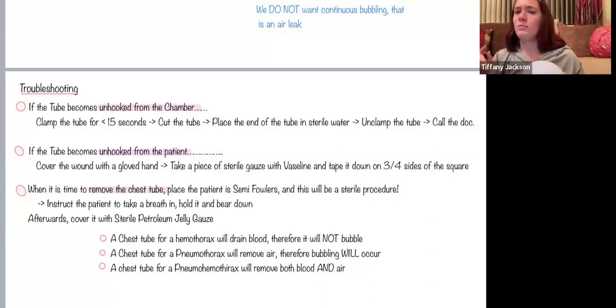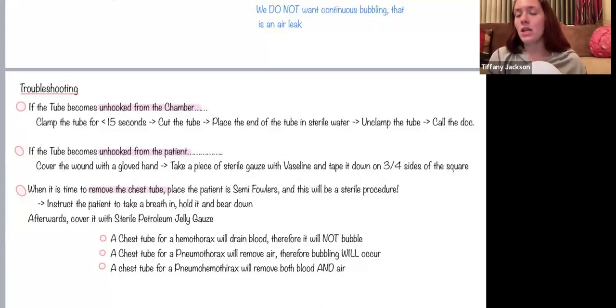However, if the tube becomes unhooked from the patient, first thing we do is cover that wound with a gloved hand, and then we're going to take a piece of sterile gauze with Vaseline. Some people call it a PJ gauze, petroleum jelly gauze. We're going to tape it down on 3 out of the 4 sides of the square. This is going to help with chest wall expansion, lung expansion, etc.